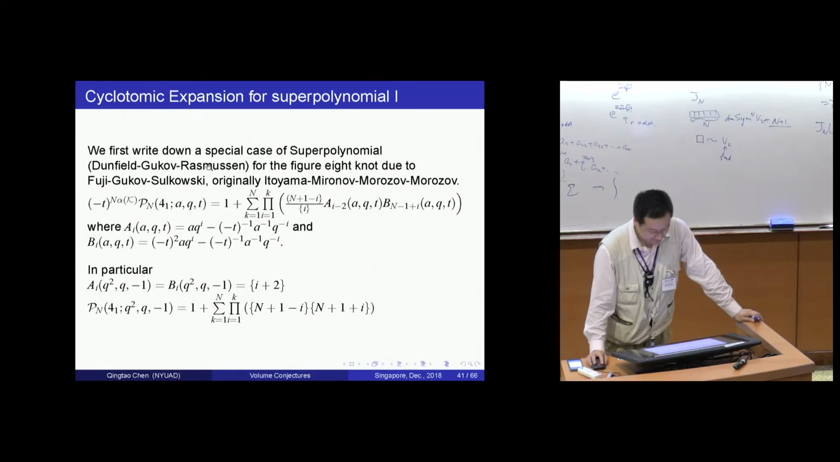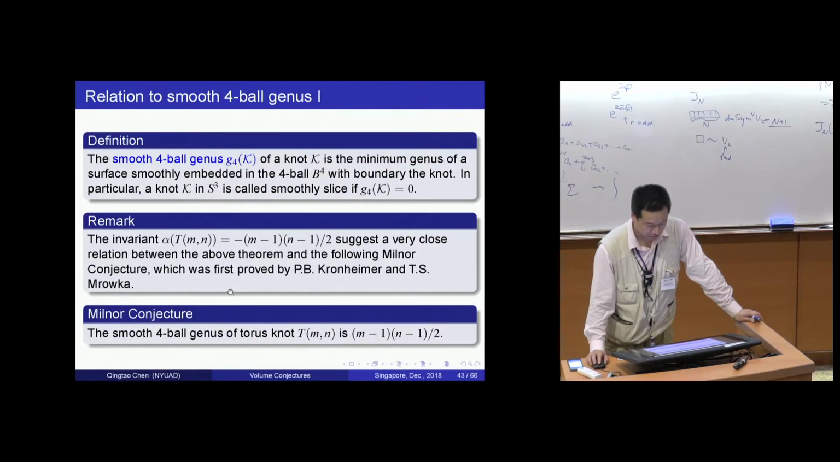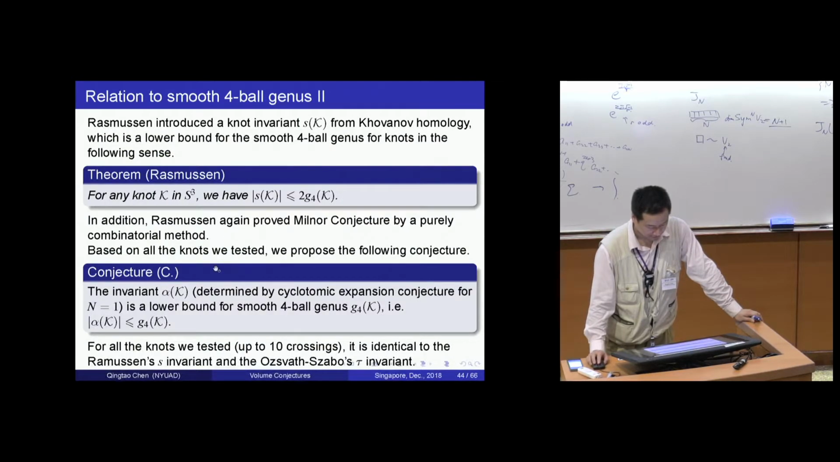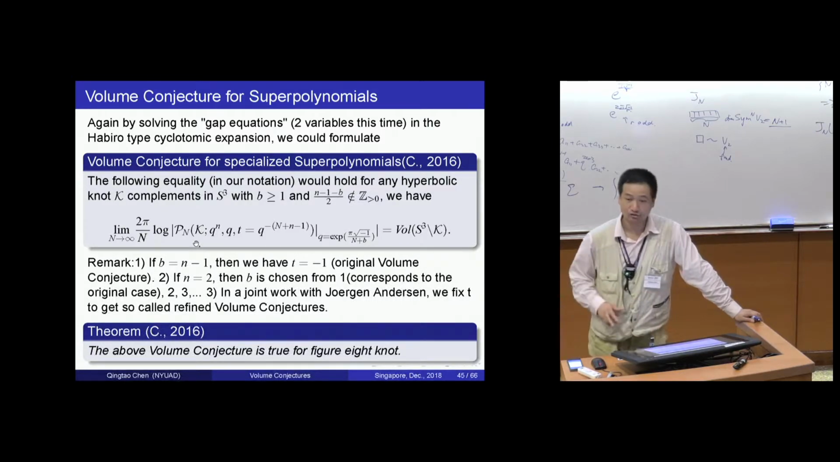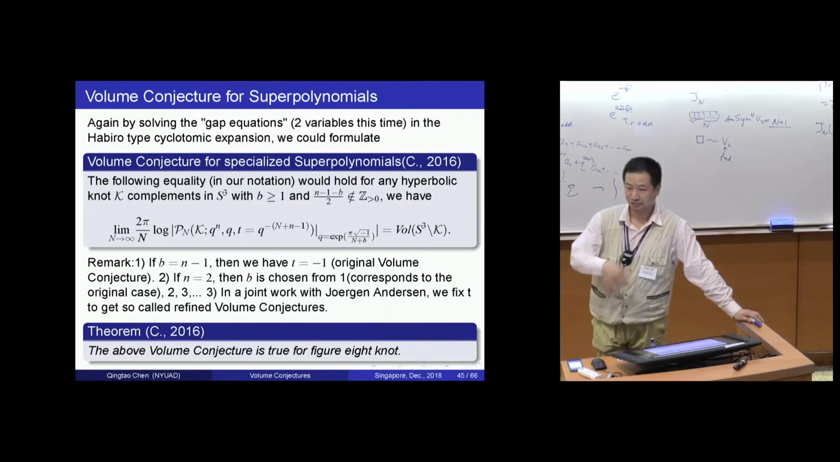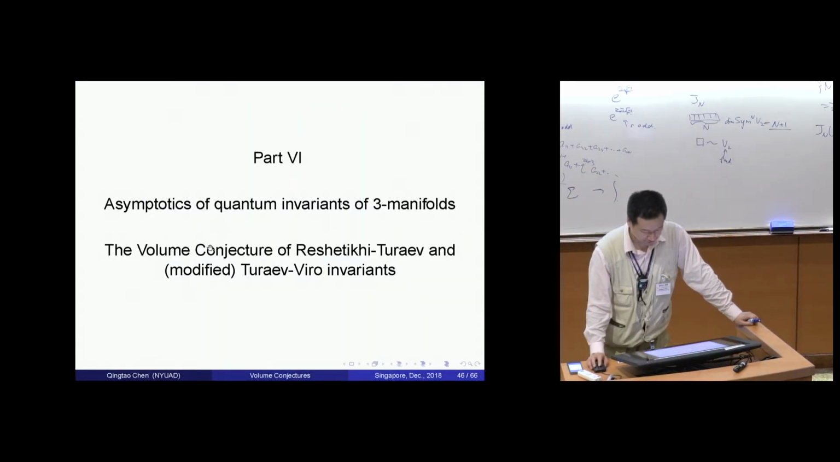The super polynomial, I don't have time. So super polynomial in the sense of Dunfield, Gukov and Rasmussen. I also discovered volume conjectures there, so I can send you the slides if you have interest. This is also connected to the smooth four genus. It's also another very interesting phenomenon. But I don't have time, so I just skip this part. There are also volume conjectures for super polynomials, the categorification version, but today I don't have time. I removed this part. So to the last part, the volume conjecture of Reshetikhin-Turaev and Turaev-Viro invariants.